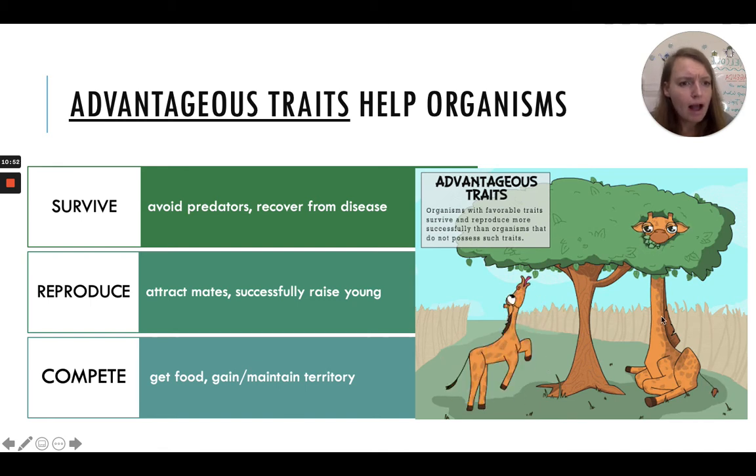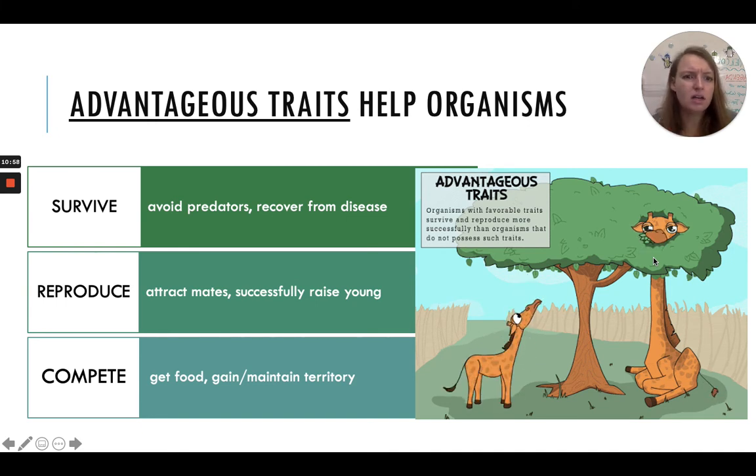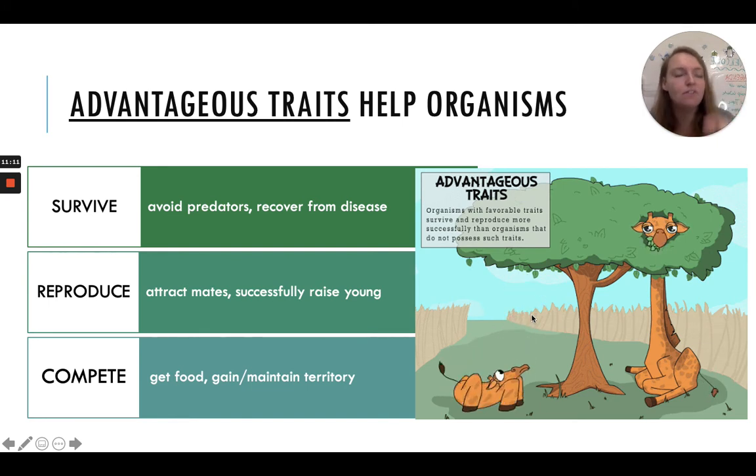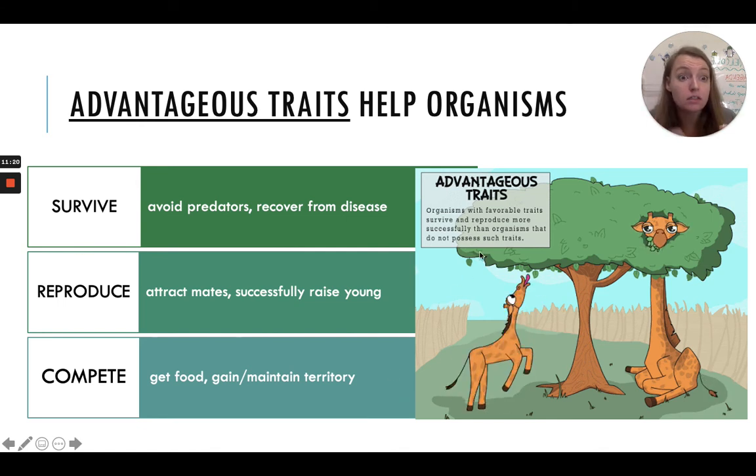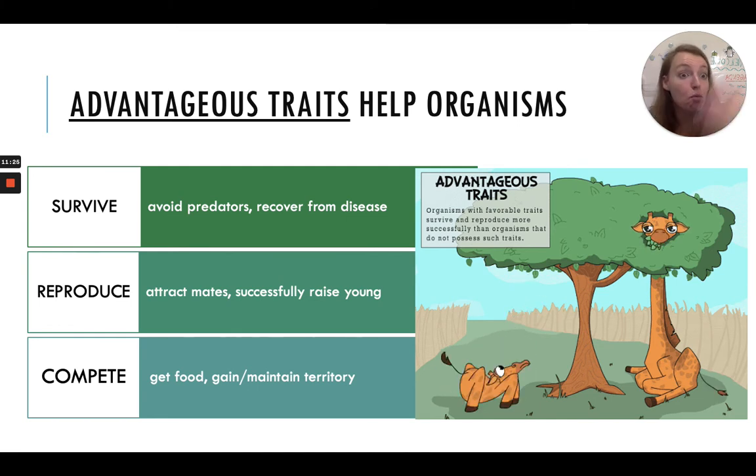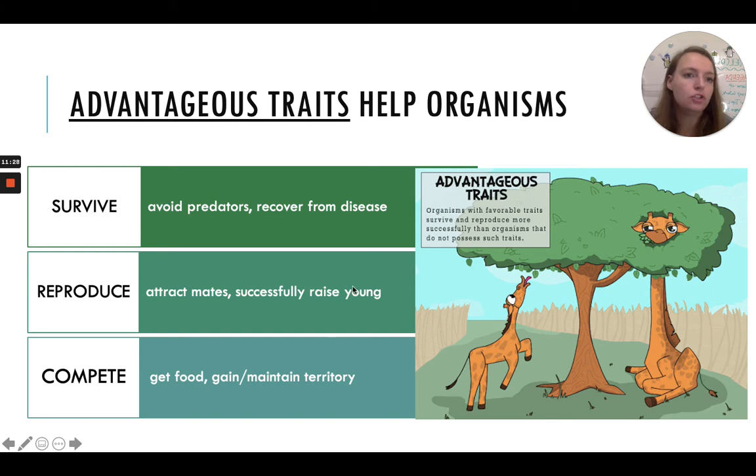So the giraffe with the long neck is going to be able to easily get food, build up its body weight, have enough energy to reproduce, attract mates, things like that. Whereas this little guy, it's going to be a lot harder for him. And so this trait is advantageous. It gives it an advantage, an edge, all right? So organisms that have these traits that are advantageous, or give them an edge, are going to be able to reproduce more successfully and have more babies than organisms that do not have advantageous traits.